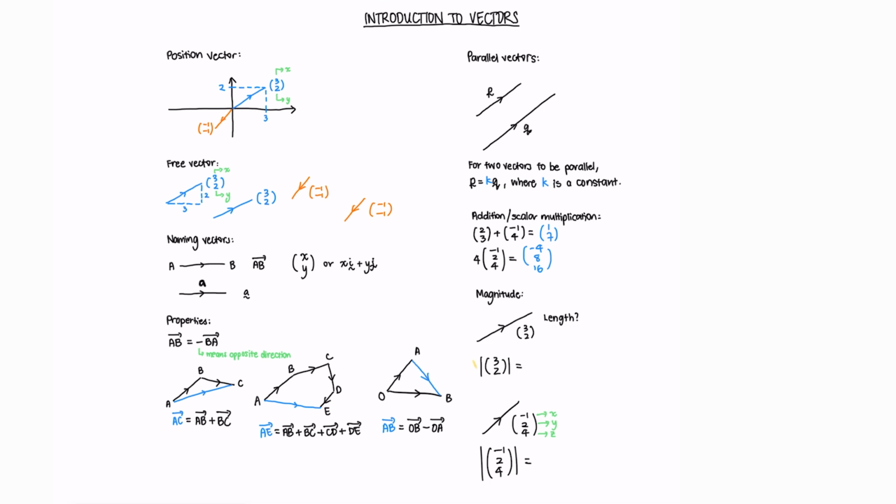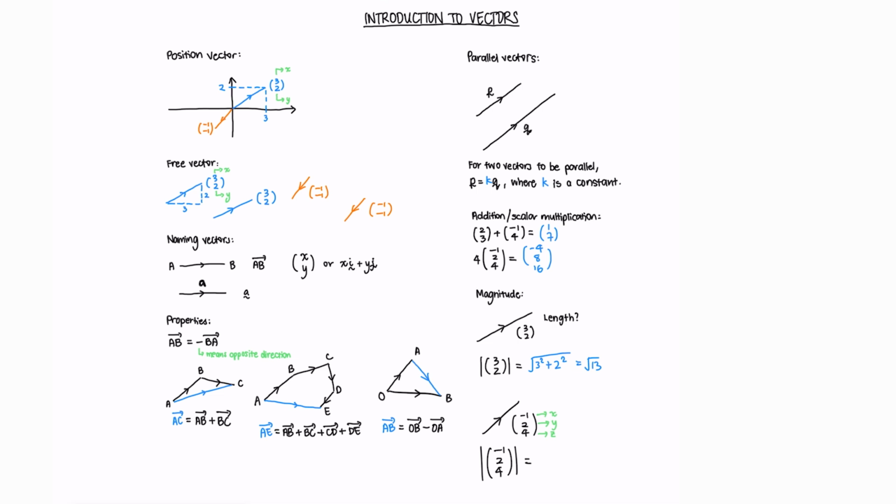We can write the magnitude by putting this absolute value sign outside of the vector. If we want to find the magnitude of the vector (3, 2), what we can do is just use Pythagoras theorem. Remember, this is 3 and this is 2. So the length is just the square root of 3 squared plus 2 squared, which just equals the square root of 13.